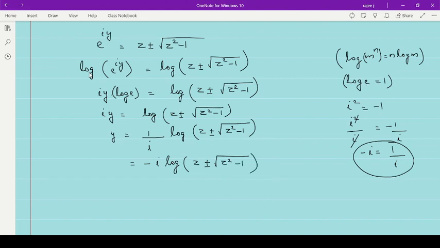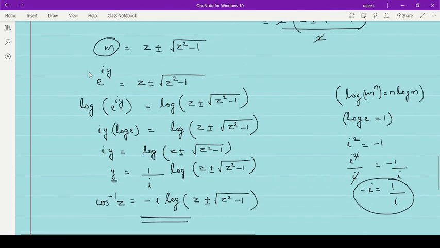Okay, now what is y? y is cos inverse z. Same way we can prove for sine also.